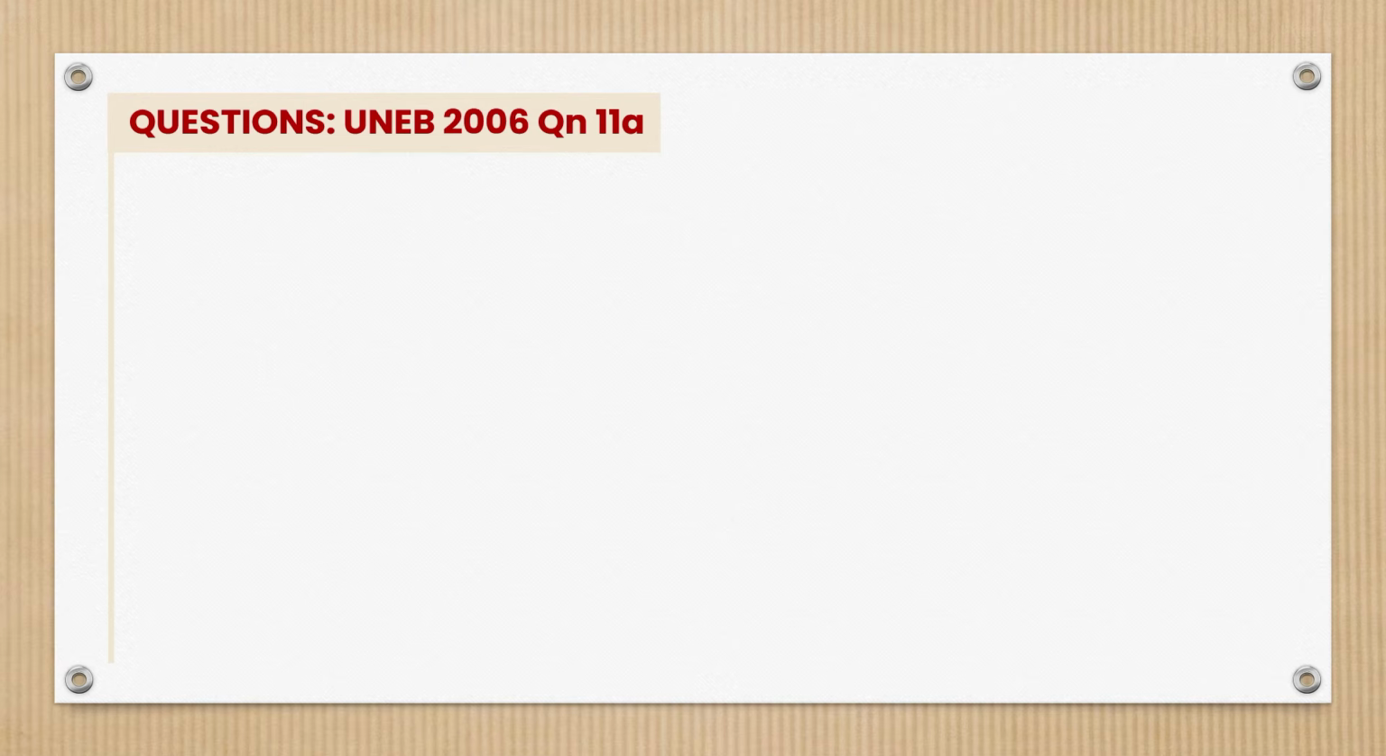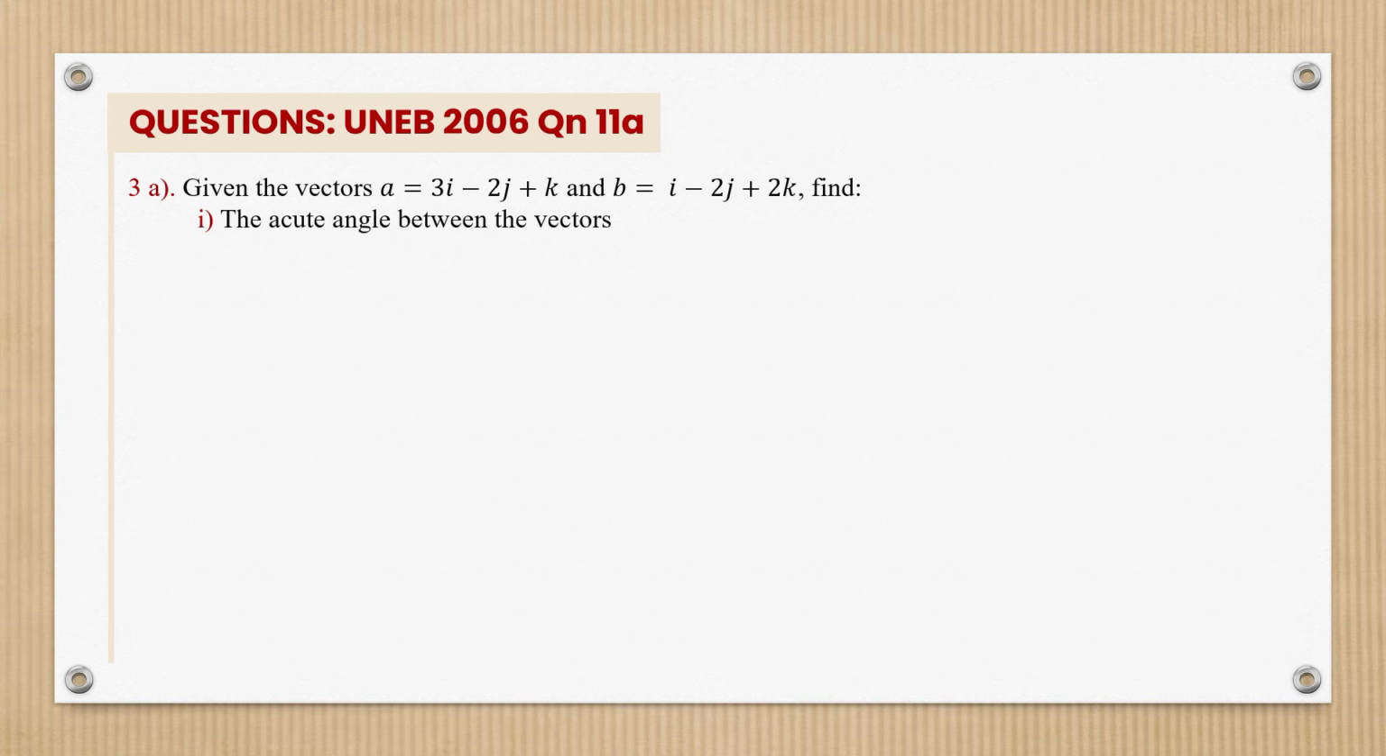Let's look at a question from UNEB 2006, question number 11, part a. Given the vectors a is equal to 3i minus 2j plus k and b is equal to i minus 2j plus 2k, find 1. The acute angle between the vectors. 2. The vector c such that it is perpendicular to both vectors a and b. Now, I think we remember that if we were to find a vector that is perpendicular to both a and b, that basically means we have to find the cross product of a and b.